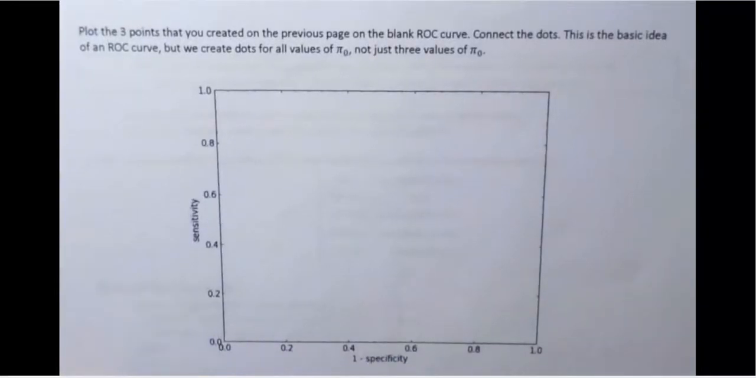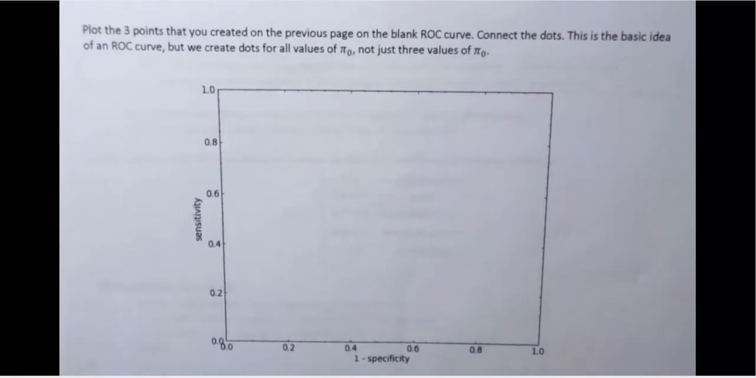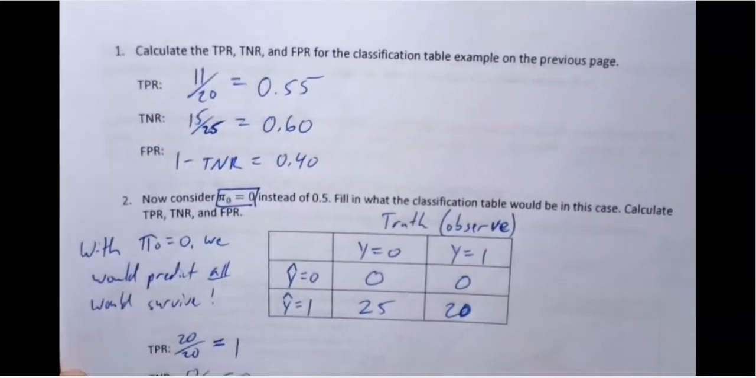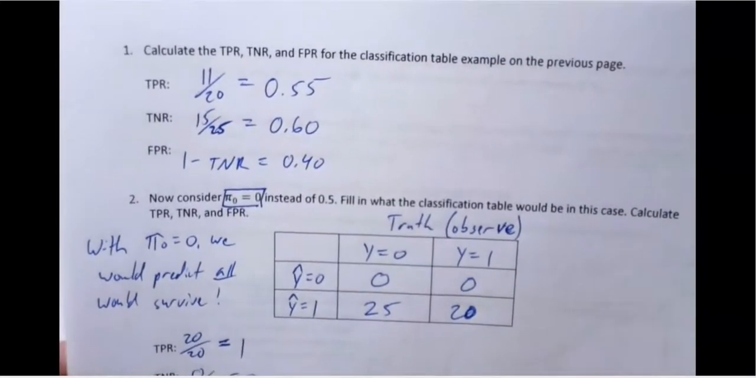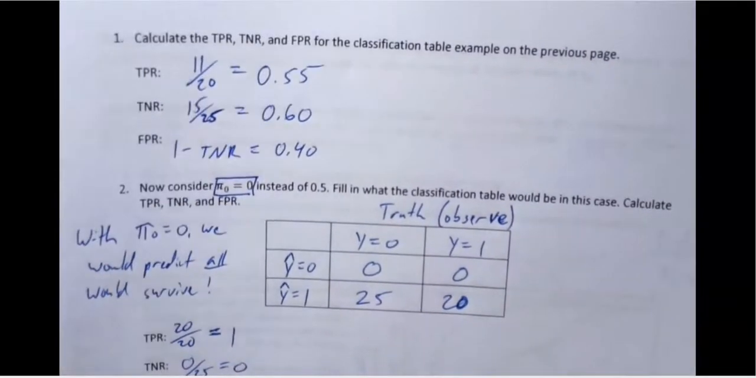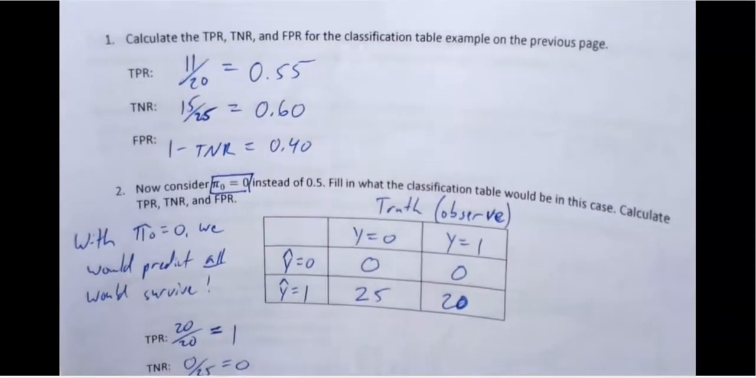Okay, so now we are going to create a baby ROC curve. We're going to take those 3 points that we created on the previous page and plot these. So this is just going to be a demonstration ROC curve. We're not going to look at all possible values of pi 0. We're going to get Proctor Logistic to do that for us. But let's just plot our points.